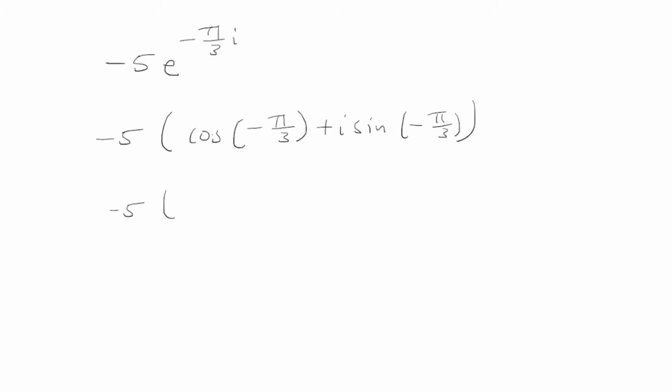Next one is -5e raised to -pi over 3 i. So you have -5. The angle is going to be -pi over 3. So cosine of -pi over 3 is the same thing as cosine of pi over 3, and that's going to be 1/2. But sine of -pi over 3 is going to be negative root 3 over 2 i. So if I distribute the -5, I get -5/2 plus 5 root 3 over 2 i.